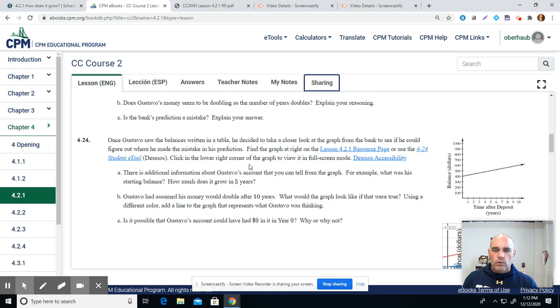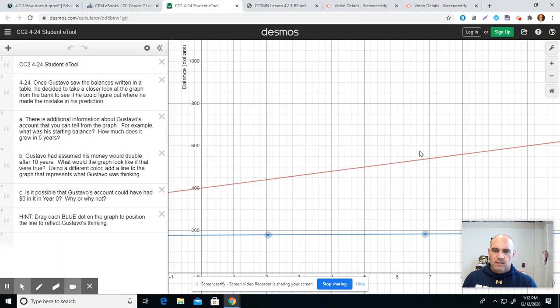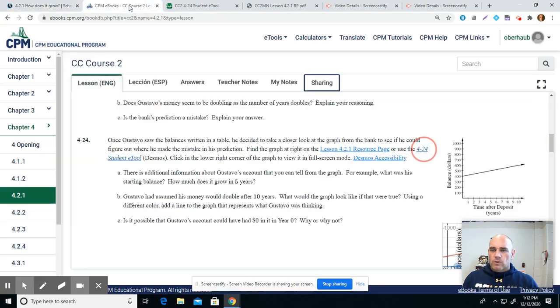Click on the lower right corner of the graph to view in full mode. Also, if you want, you could go to this, and this is the Desmos tool, and this is the red line. You can play around with this a little bit to show what's going on. And here are the questions for it, so you can monkey with that if you would like. Oops, wrong one, sorry. All right, so part A.